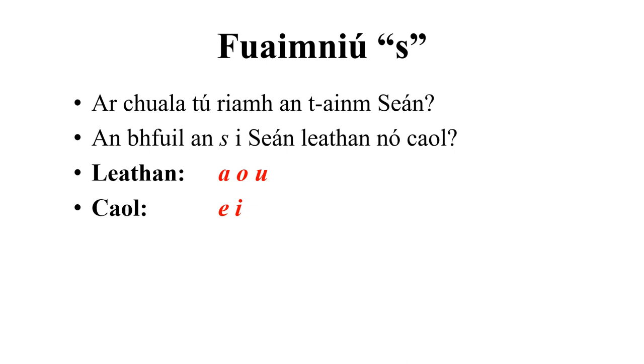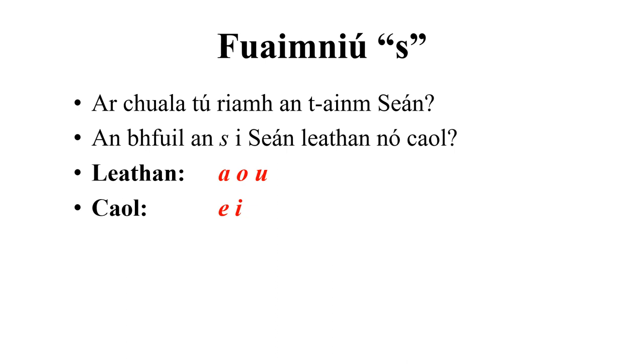Have you ever heard the name Sean? Is the S in Sean broad or slender? Well, it's followed by an E, and the broad vowels, leathan, are A, O, and U. The slender vowels, caol, are E and I. So the S in Sean is slender, or caol.